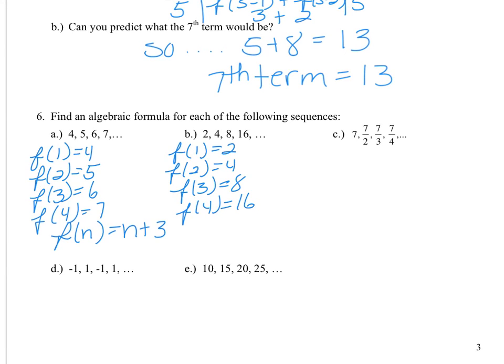Well, that 1 doesn't help me. I'm not multiplying. Oh, it could be multiplying by 2. No, 2 times 3 is not 8, it's 6. Oh, I know what we're doing. Aren't we actually taking 2 and raising it to a power? Isn't 2 to the first 2? 2 squared 4, 2 to the third 8, 2 to the fourth 16. So my formula would be f of n equals 2 raised to the n power. Okay, not bad.